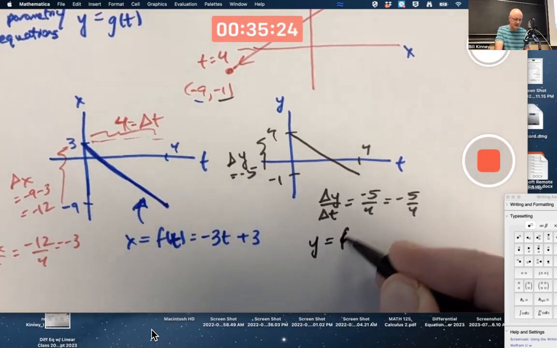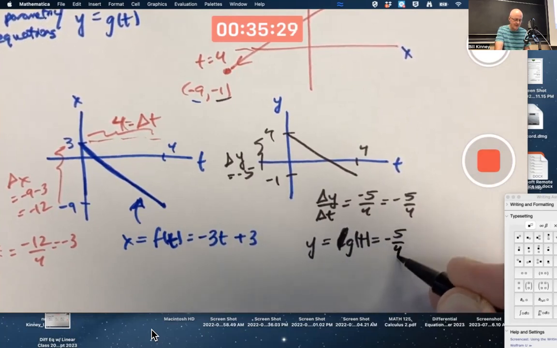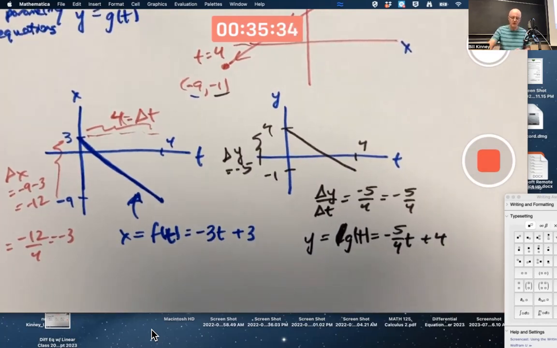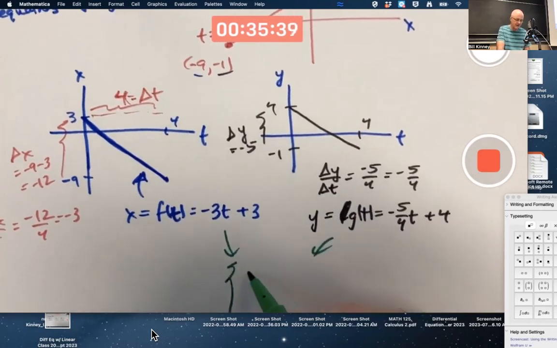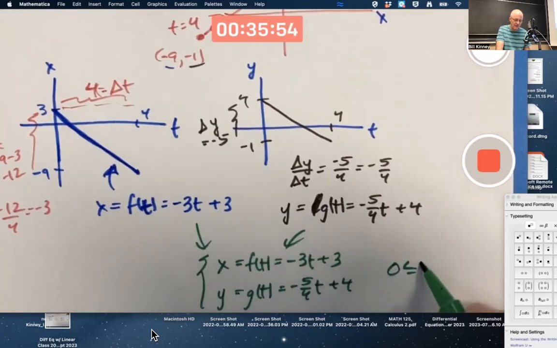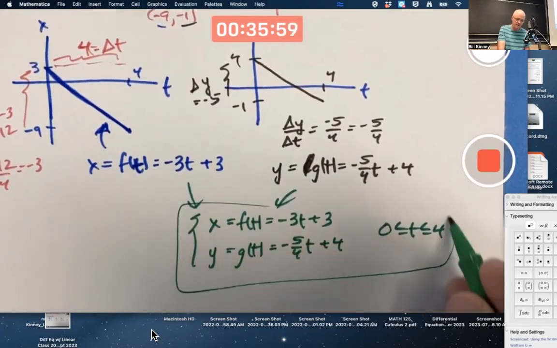So y is a function of time. Y equals g of t is negative 5 fourths t plus 4. These two equations together form the system of parametric equations that describes the motion of the bug as t varies between 0 and 4. That would be your description of the motion.